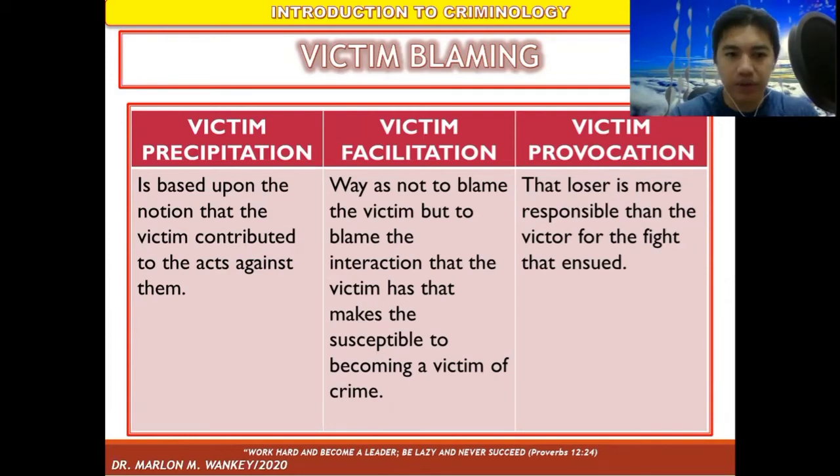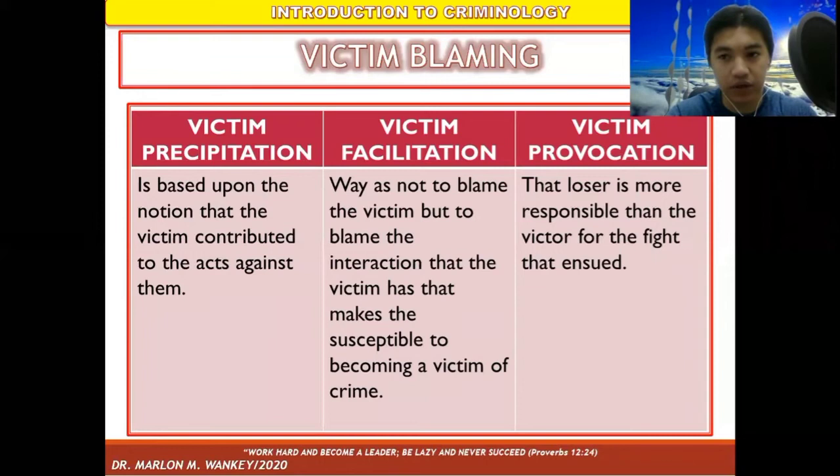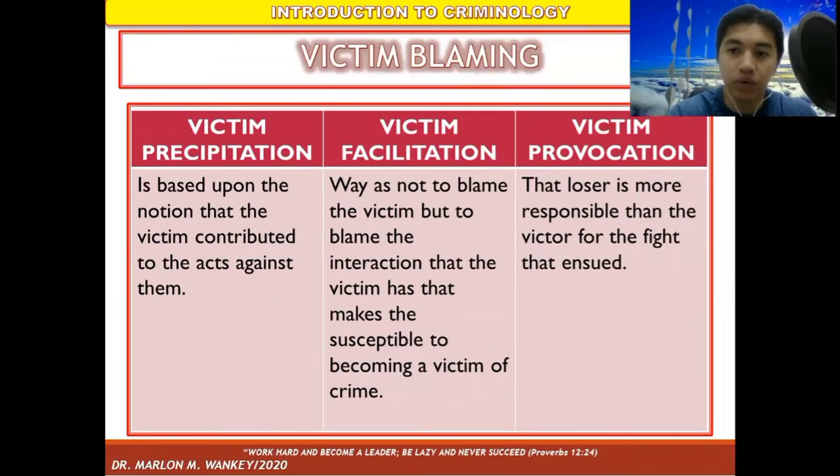Victim precipitation is based upon the notion that the victim contributed to the acts against them. A good example of this is the example that I had just told you, that the victim here contributed and initiated the first attack.